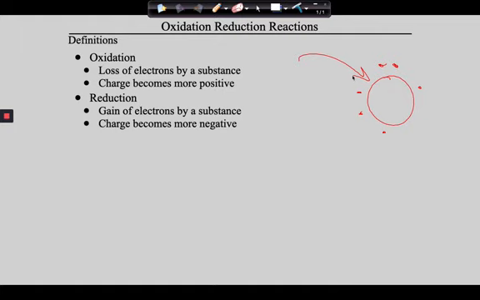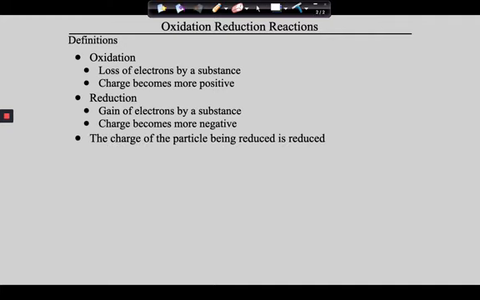Exactly. Yeah. So guys, that's exactly where it comes from. We've established that the thing that's being reduced gains electrons and its charge goes down. So guys, if you're looking for a way to remember this, you may want to write this down. The charge of the particle that's being reduced is reduced. Its charge goes down.